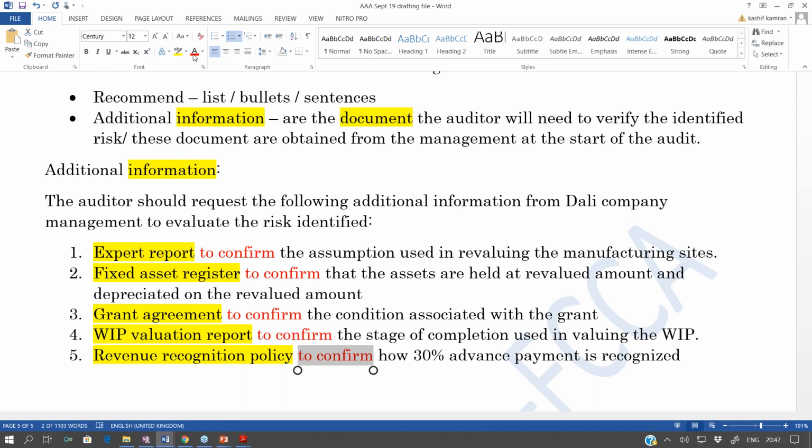Has this exercise made it clear for you how to go about additional information? So in the exam paper, you will first identify the risk, right? Now, knowing the risk, if the examiner asks you for the additional information, you will write the information you will be needing to evaluate those risks or the information you will be needing to mitigate those risks. But can you see the information is starting with information? If I write review the expert report, review the fixed asset register, I will make it a procedure. So am I writing the information with the verb, or am I writing the information with the information? What is the information?